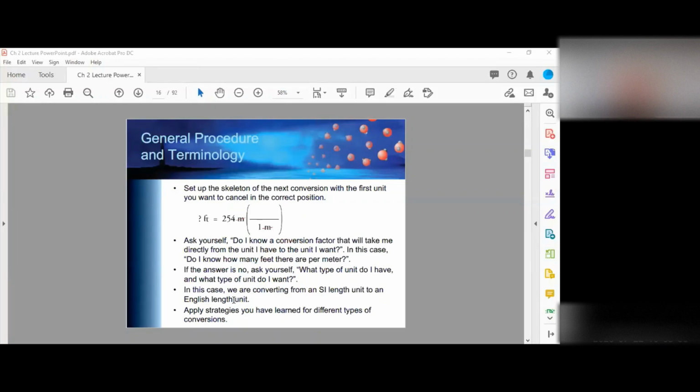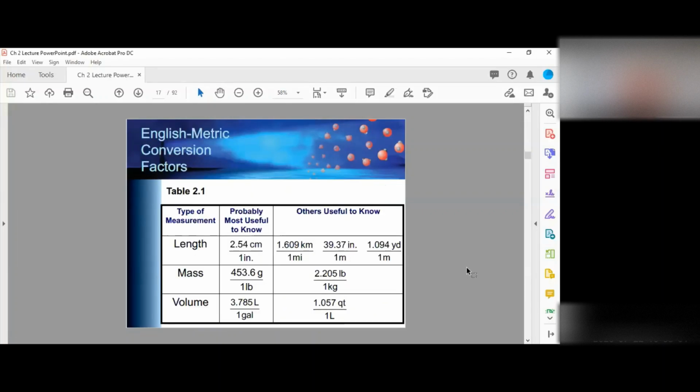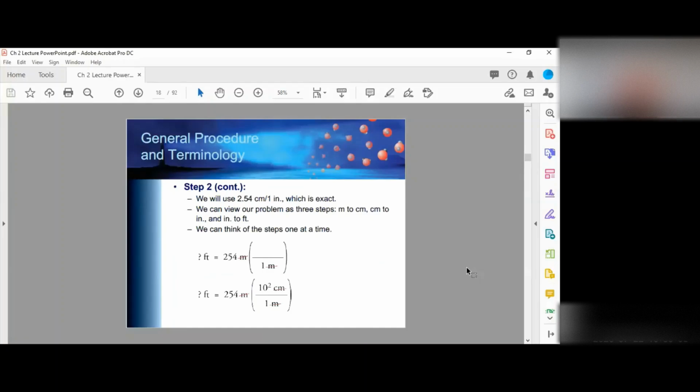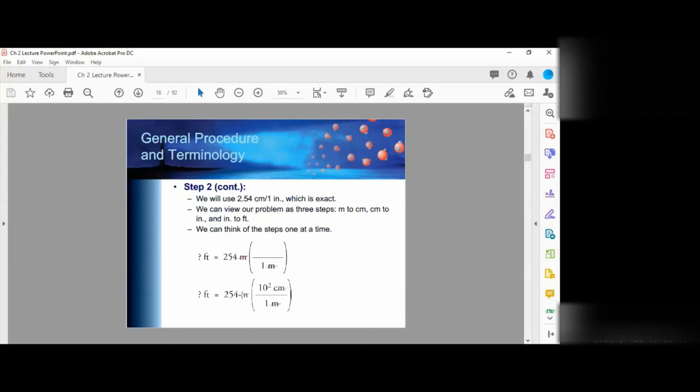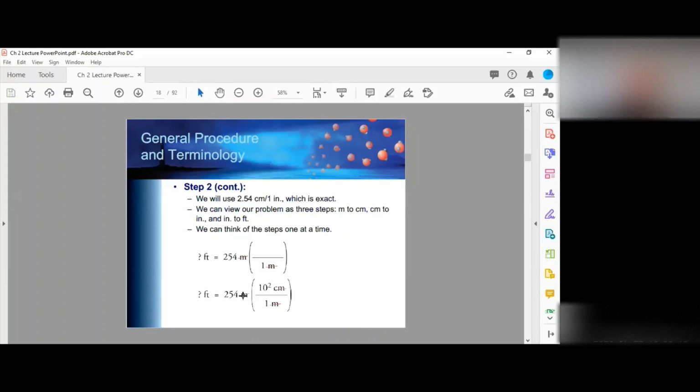What's 1 meter equal to in centimeter? We already know that 1 meter equals 100 centimeter. So the way this conversion factor was set up is for the purpose of canceling out what's given to me as a unit in the question, because that's not what the question is interested in. It's interested in getting the final answer in feet.